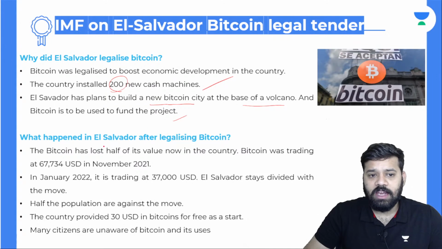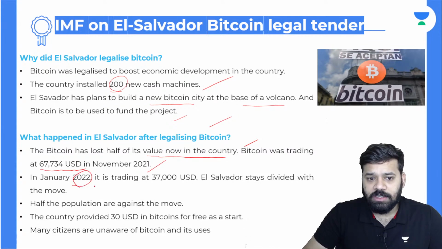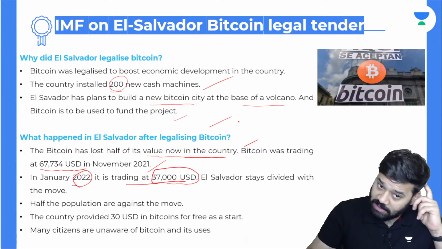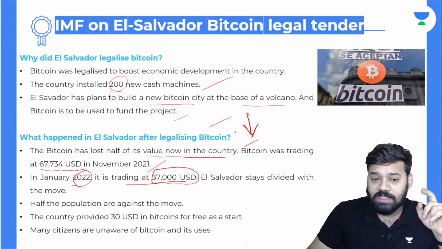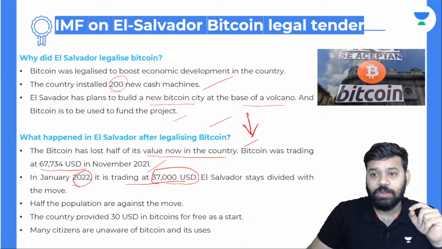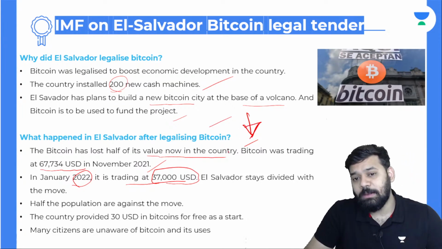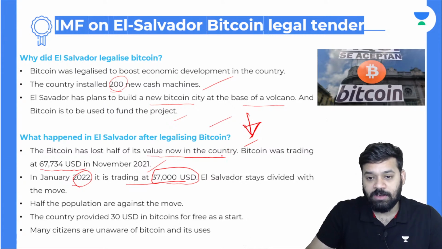And next, what happened in El Salvador after legalizing Bitcoin? Bitcoin has lost half of its value now in the country. Bitcoin was trading at 67,734 US dollars in November 2021. In January 2022, it's trading at 37,000 US dollars. So after legalizing Bitcoin, the value of Bitcoin is going low. It has lost nearly half of its value. So now we are able to understand the impact that Bitcoin is having on El Salvador.